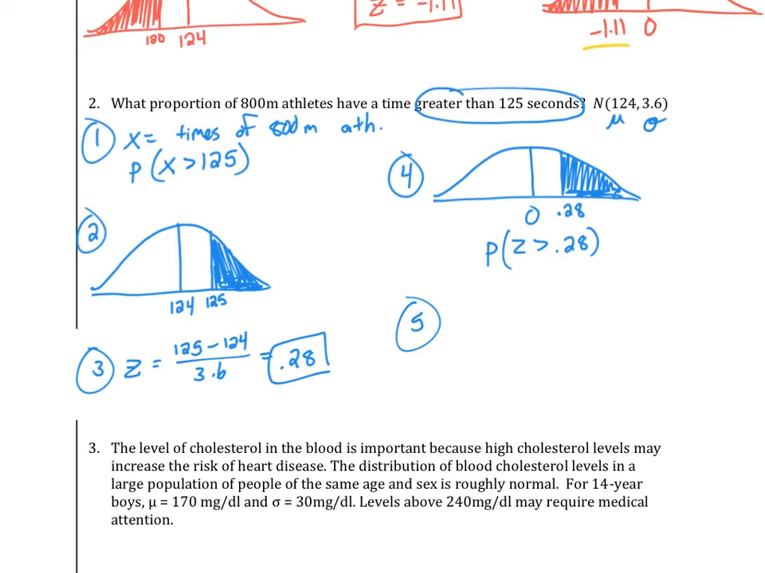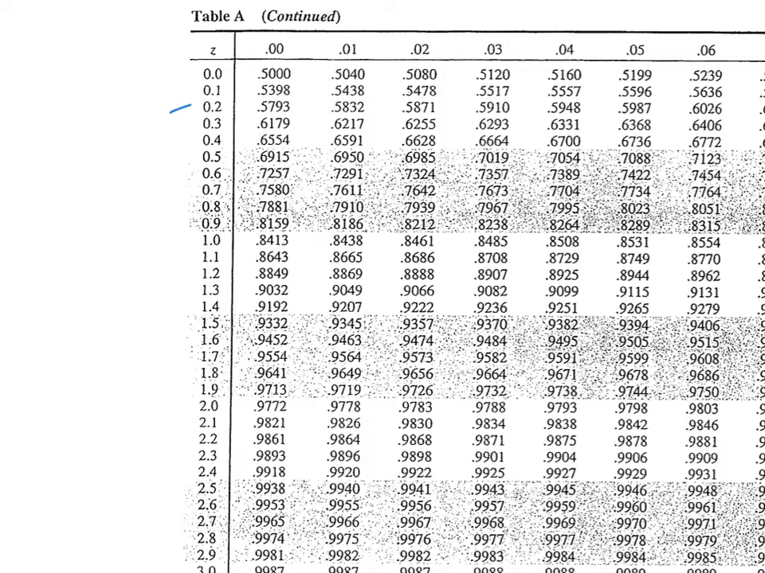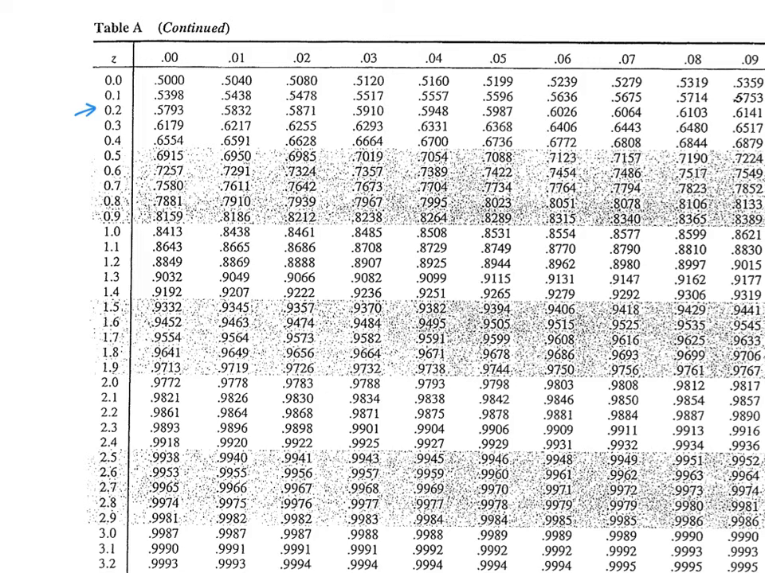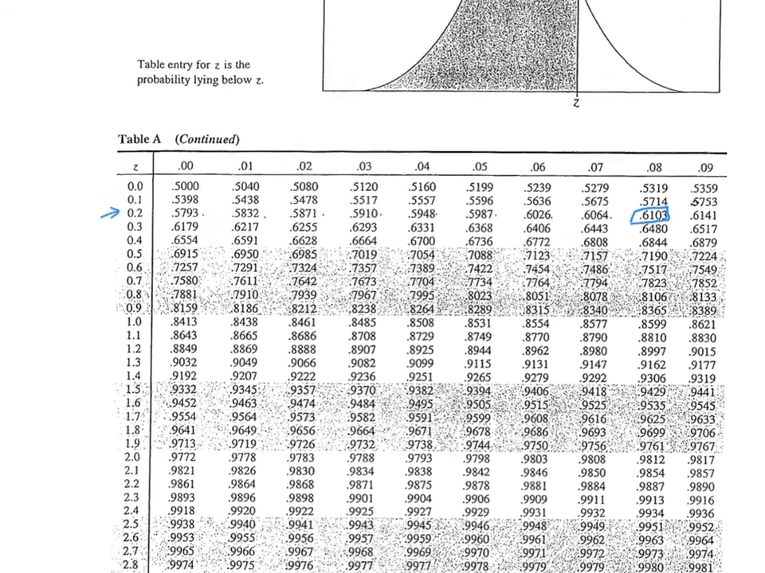Step 5 is find the area under the curve using your z-score. So we have to use 0.28 and go down to our table. So 0.28. Positive 0.28. So here's positive 0.2. We have to go all the way over to 8. So 0.20, 0.21, 22, 23, 24, 25, 26, 27. Here is 0.28. 0.6103. Using our table, we got 0.6103.